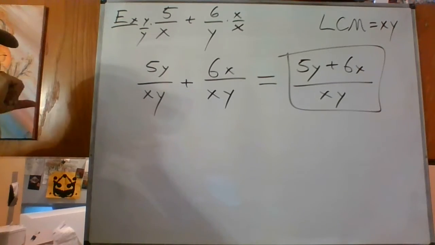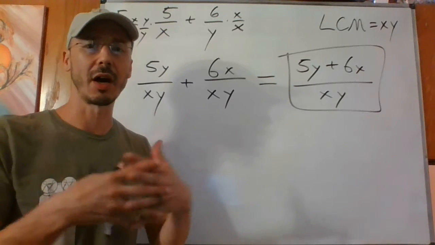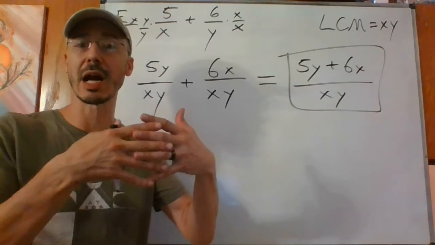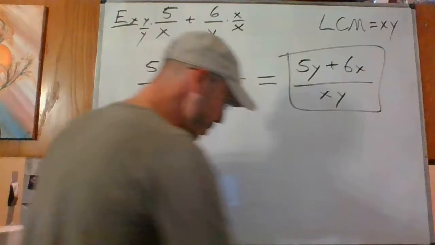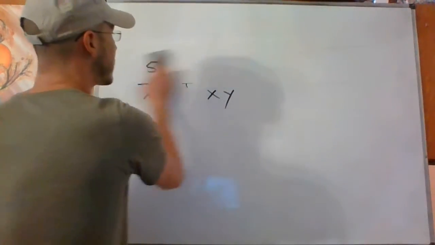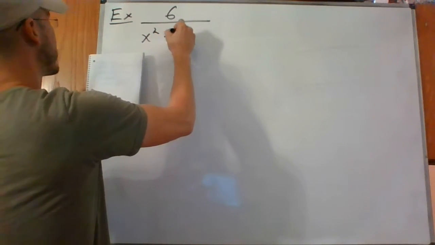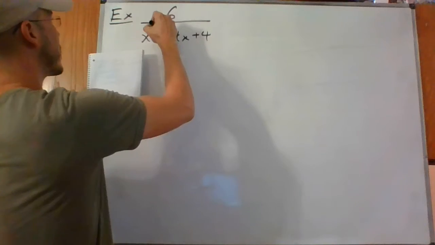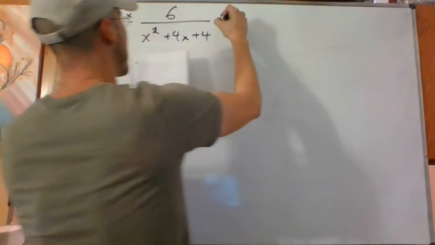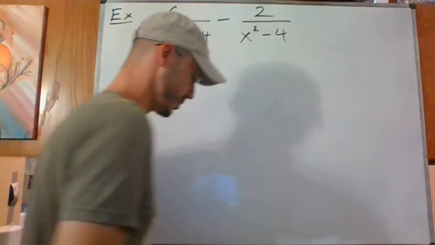I've got another one that has a difference, but the process is the same. Addition and subtraction both require the common denominator. In this next example, we're going to do subtraction. 6 over x squared plus 4x plus 4 minus 2 over x squared minus 4.